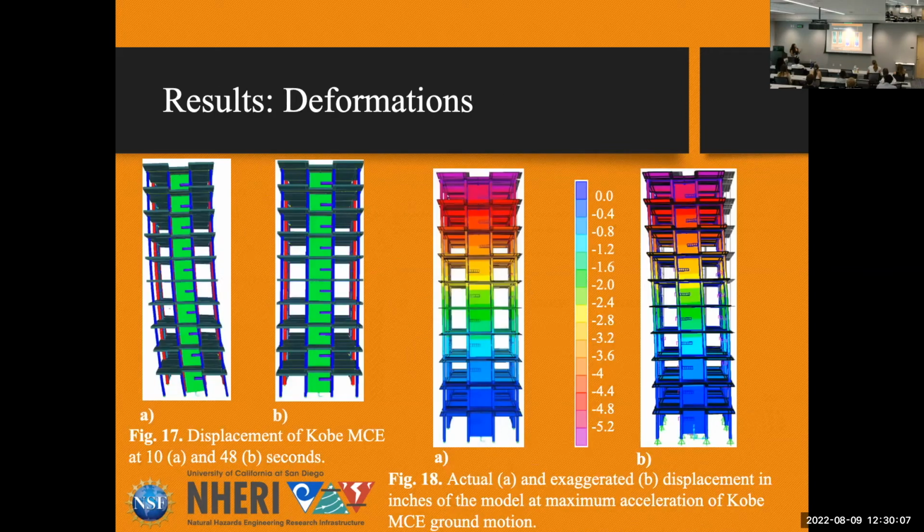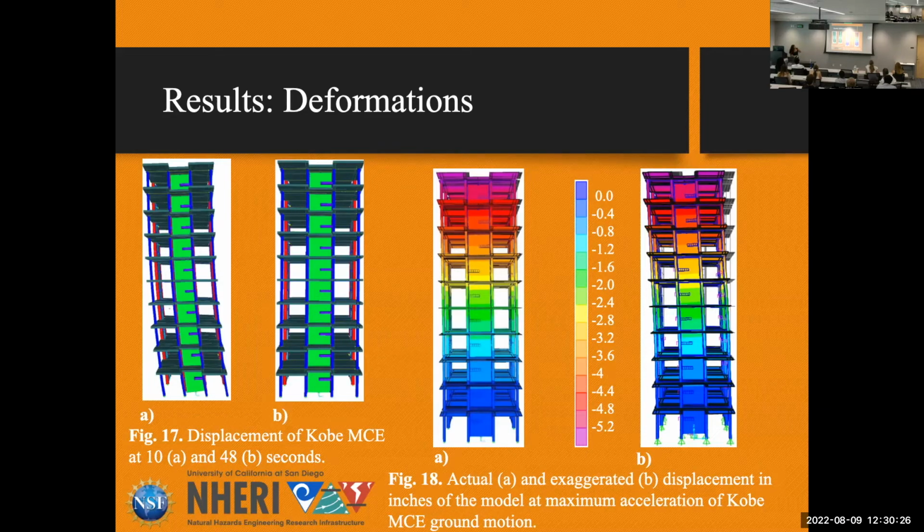And so the results that we get from this are kind of cool. On the left, in A, you can see the displacement of Kobe at the maximum considered, around 10 seconds, which is about when peak acceleration is happening. And then at B, which is the end of the earthquake, that's what you want the building to do. You want it to rock back into place at the end.